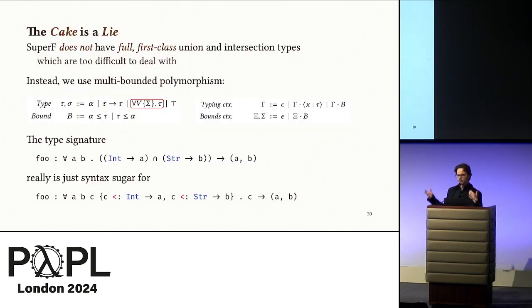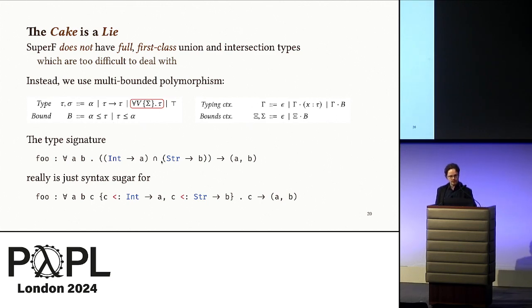Okay, but I've actually lied a bit because the core language of SuperF does not use unions and intersection types. These are actually syntax sugar that are presented to users because they are intuitive and nice to read. But actually, what we use is called multi-bounded polymorphism. And so it means that polymorphic types include a set of bounds. So a bound can be an upper bound on some type variable alpha or a lower bound on alpha.